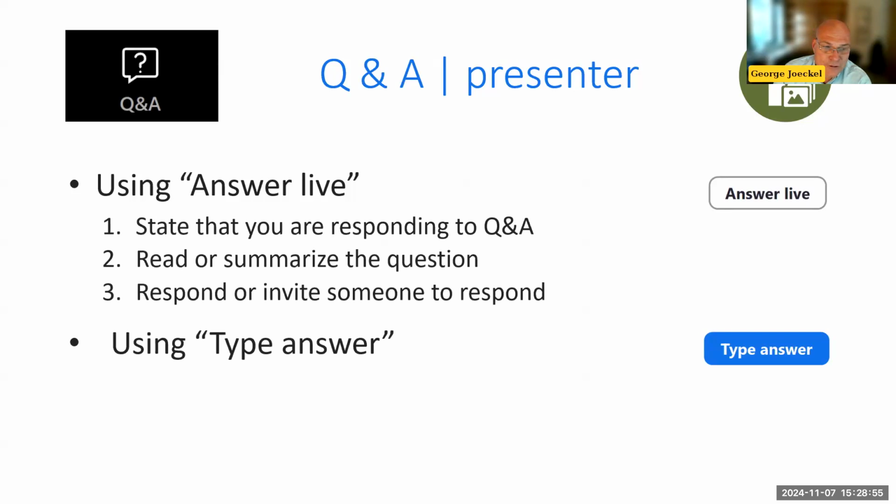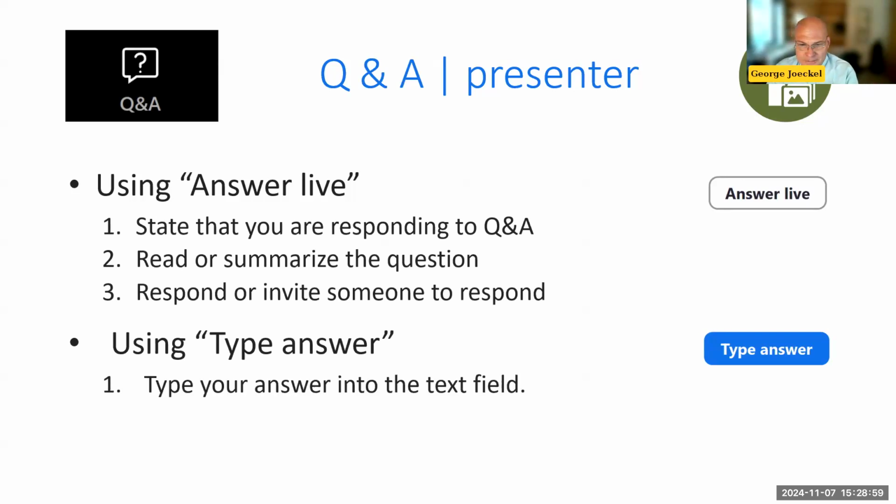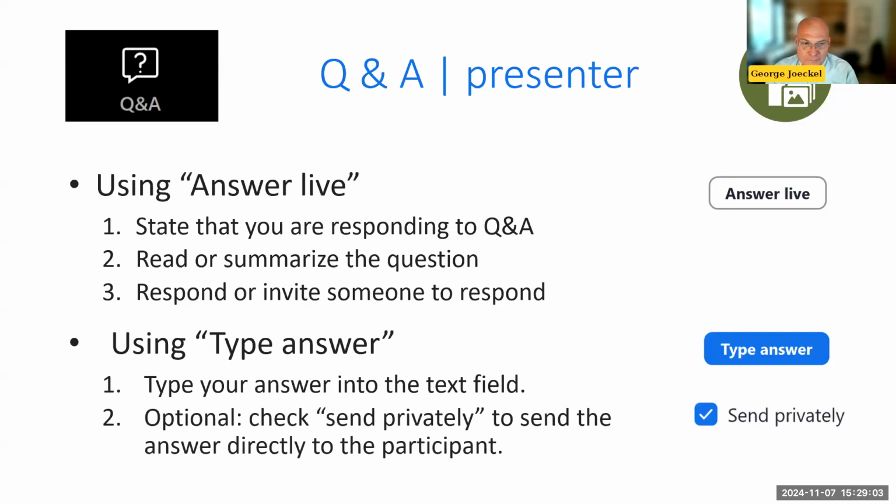Now, in terms of the type answer option, you're going to type your answer into the text field. And then there is an optional thing that you can do, which I kind of alluded to in the last slide, which is check send privately to send the answer directly to the participant. If you check that, it's just going to send it to them. No one else will see it. This is good if somebody has a question that's a little bit more confidential.